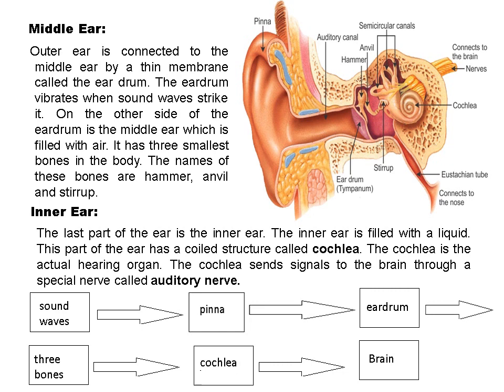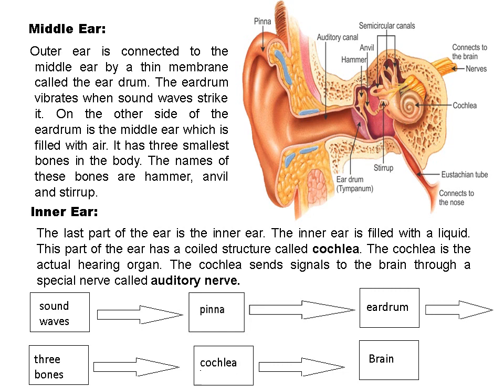Now the last portion of the ear, that is the inner ear. The most important part in the inner ear is called cochlea. It is a coiled structure. The cochlea is the actual hearing organ present in the inner portion of the ear. The cochlea sends signals to the brain through the special nerves called auditory nerves. So students, you can see the label diagram drawn over here, and you have to practice drawing this label diagram. To some extent this diagram is difficult to draw, but you have to practice.